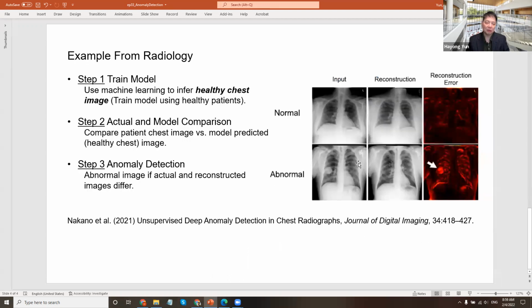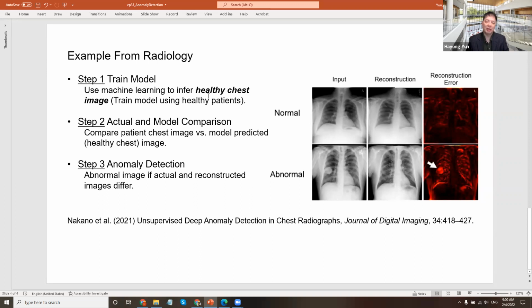So let's take a look at how this process conceptually works. Here's an example from radiology, like detecting some disease from an X-ray picture, isn't it? The first step is to train a model. And it's special in the sense that you train a model to infer the healthy chest image. So typically you train the model using only healthy patients. After getting an input, the model will then generate a counterfactual image of a healthy chest. Right?